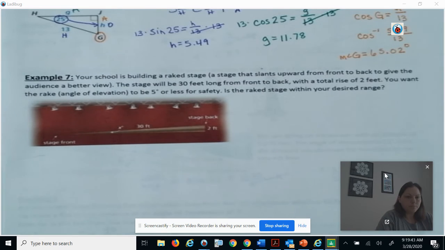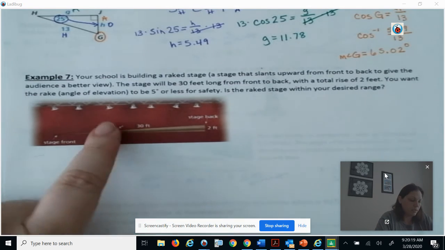All right, last example. Our school is building a raked stage, a stage that slants upward from the front to the back to give the audience a better view. The stage will be 30 feet long from front to back with a total rise of 2 feet. You want the rake, or the angle of elevation, to be 5 degrees or less for safety. Yeah, we don't want people tumbling off that stage. Is the raked stage within your desired range?